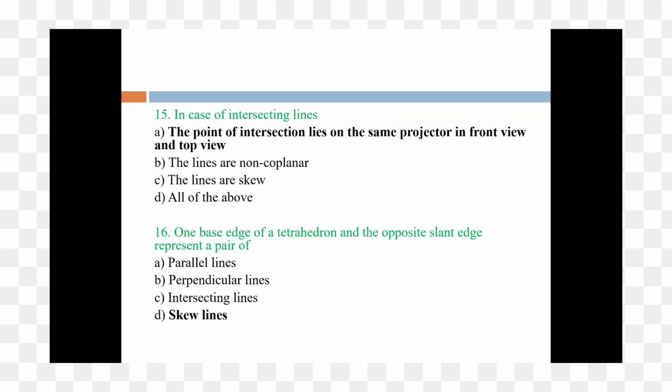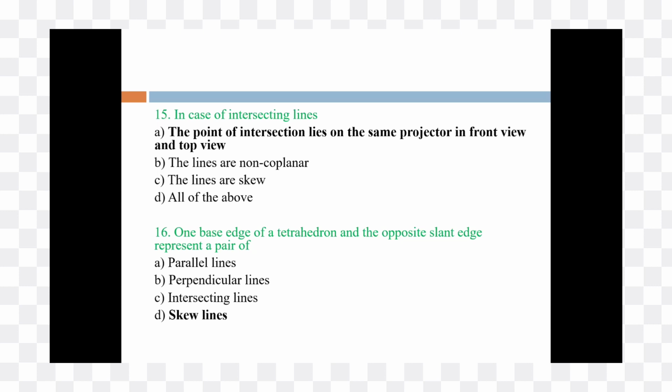In case of the intersecting lines, we'll see option A. The point of intersection lies on the same projector in the front view and the top view. Okay, so this is correct because in case of the intersecting lines concept, as per its definition, the point of intersection that we get in the front view and the point of intersection of those two lines that we get in the top view must lie on the same projector. Okay, so the front view and top view. At that time, we are calling it intersecting lines.